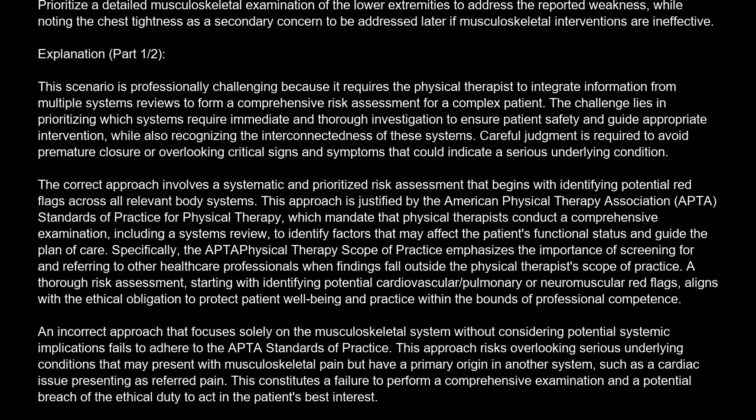The correct answer is C. Prioritize a detailed musculoskeletal examination of the lower extremities to address the reported weakness, while noting the chest tightness as a secondary concern to be addressed later if musculoskeletal interventions are ineffective. Explanation: this scenario is professionally challenging because it requires the physical therapist to integrate information from multiple systems reviews to form a comprehensive risk assessment for a complex patient.